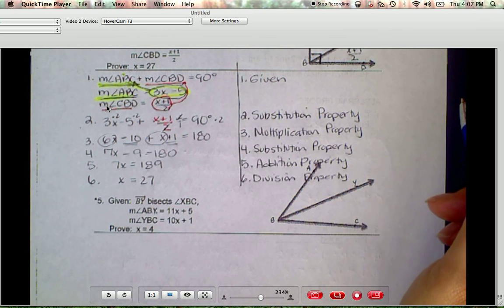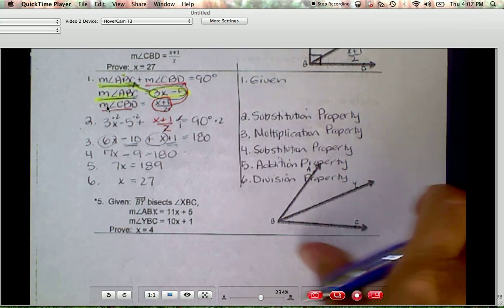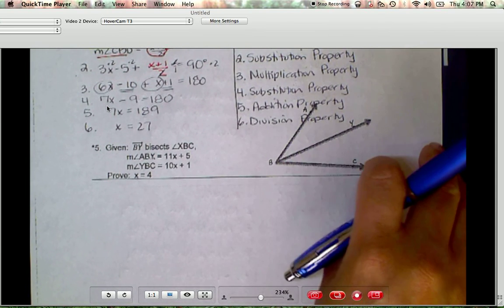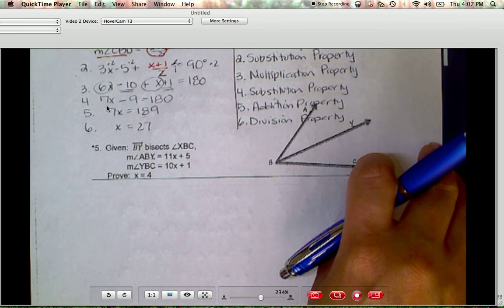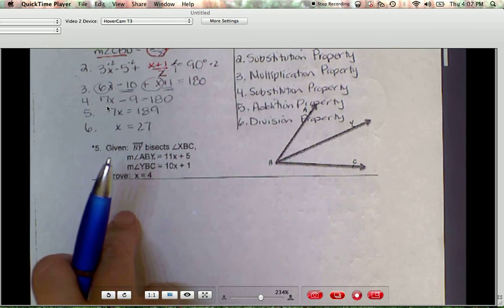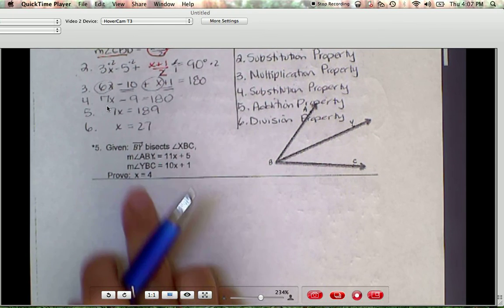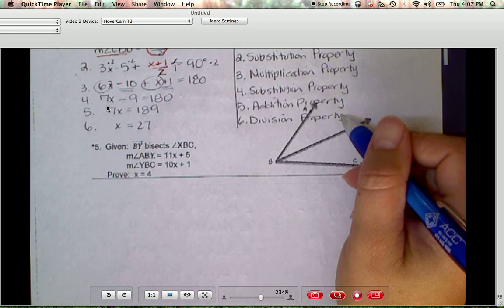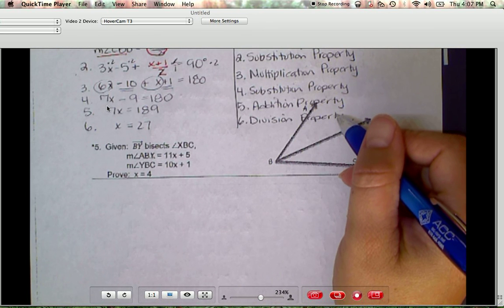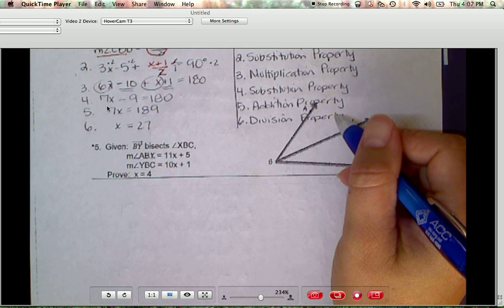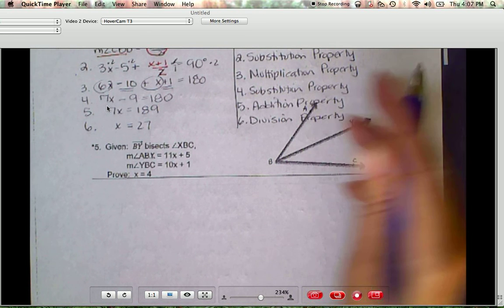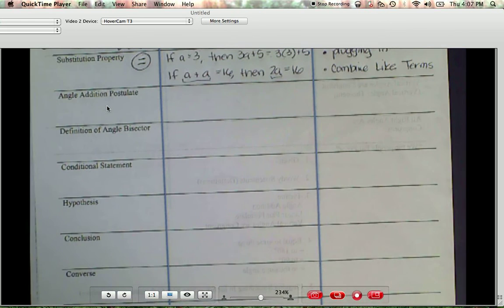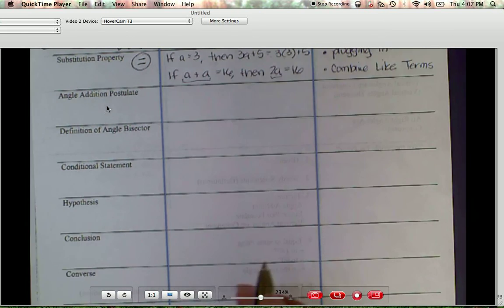Okay. Now, number 5, I'm going to help you with. I'd have you try to do it on your own, but we have a definition here that is a foreshadowing of one that we will get to. I haven't gotten to it yet, so I'm going to go ahead and do this one with you also. It says that BY bisects angle XBC. Now, bisecting is a definition that we haven't written down yet. So let's go ahead and grab our Cornell note sheet. We'll go ahead and define this since we have the time. Definition of an angle bisector.